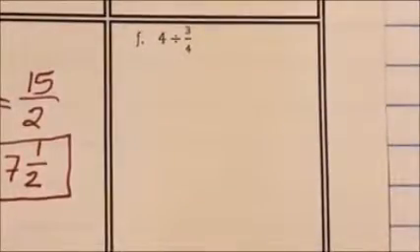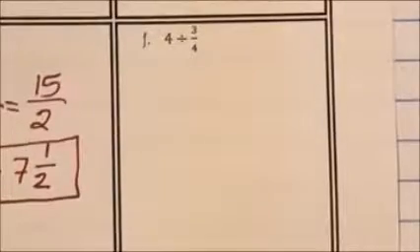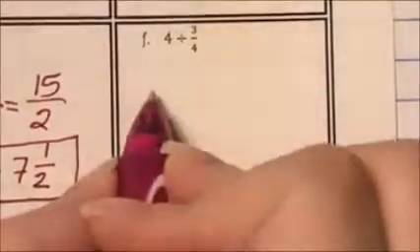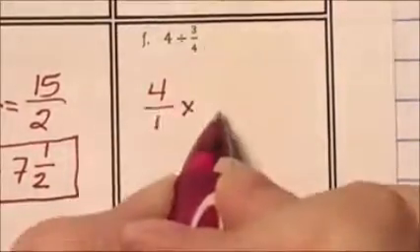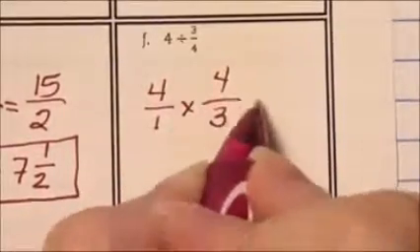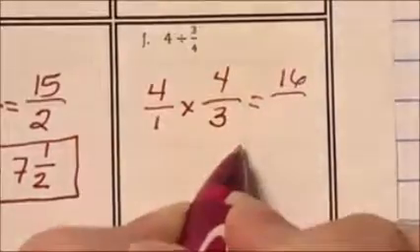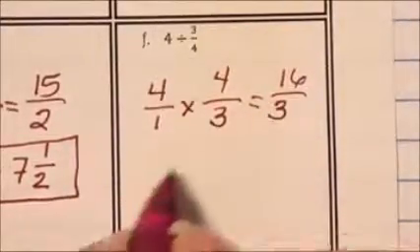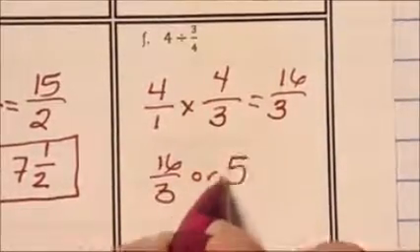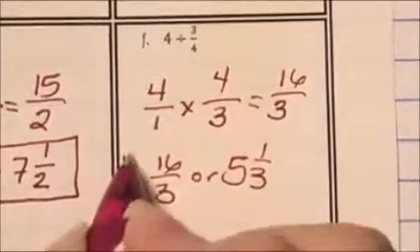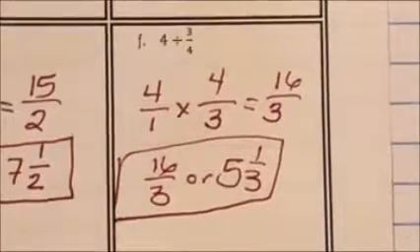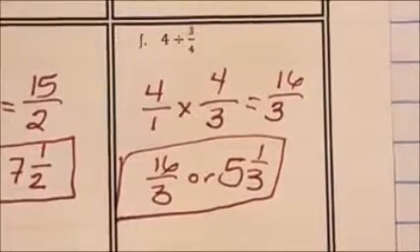Letter F, 4 divided by 3/4. So again, I'm going to rewrite 4 as a fraction. So 4/1, multiply by the reciprocal. Reciprocal of 3/4 is 4/3. So I get 4 times 4 is 16. 1 times 3 is 3. So I get 16/3, or 3 goes into 16 5 times with 1 left over. So I get 5 1/3, or 16/3. And that is the end of lesson 6.